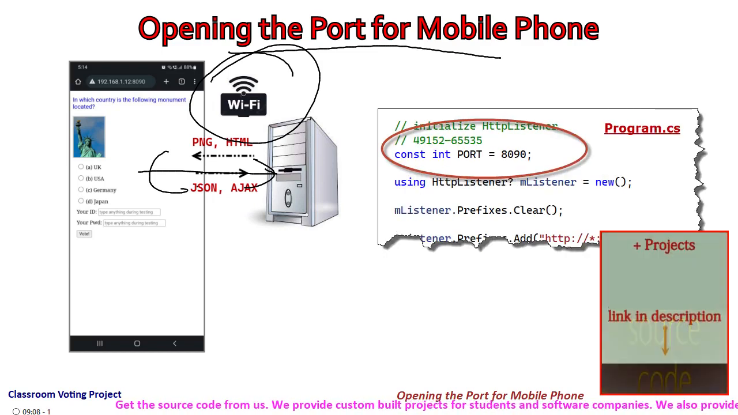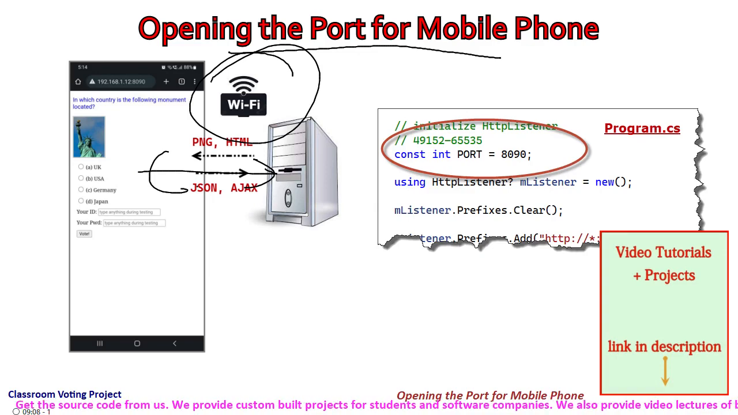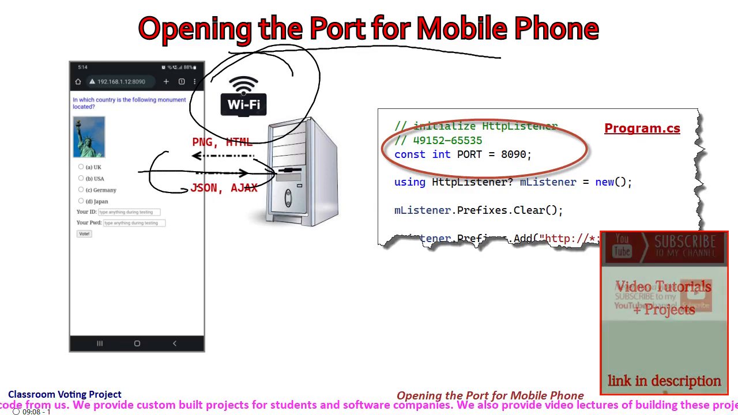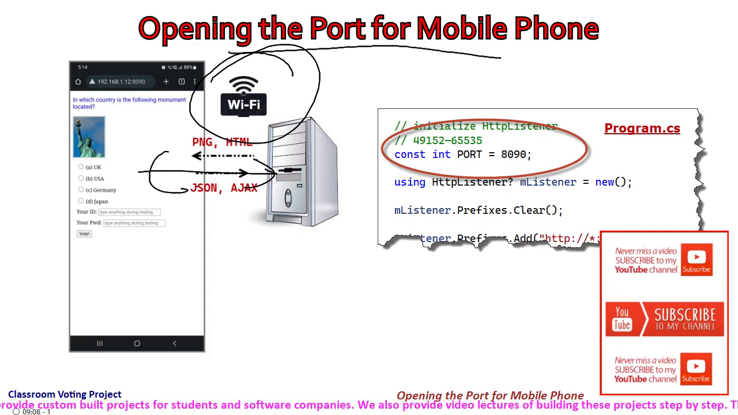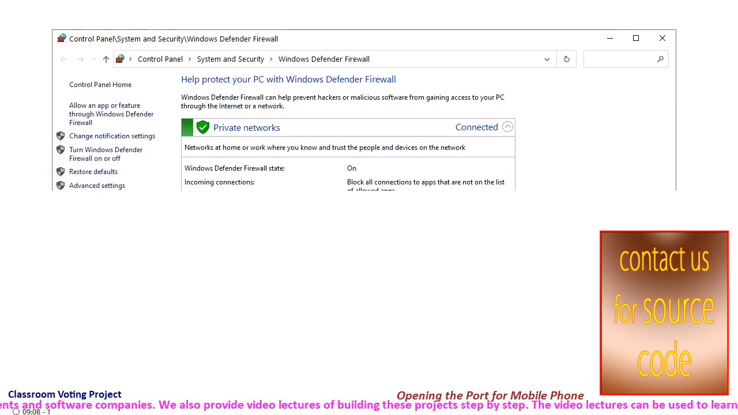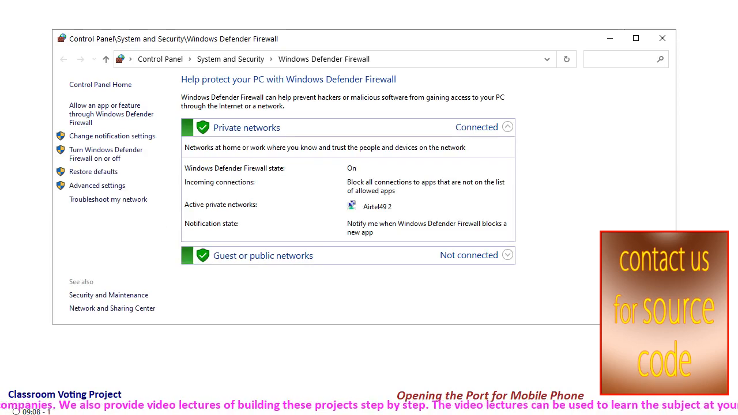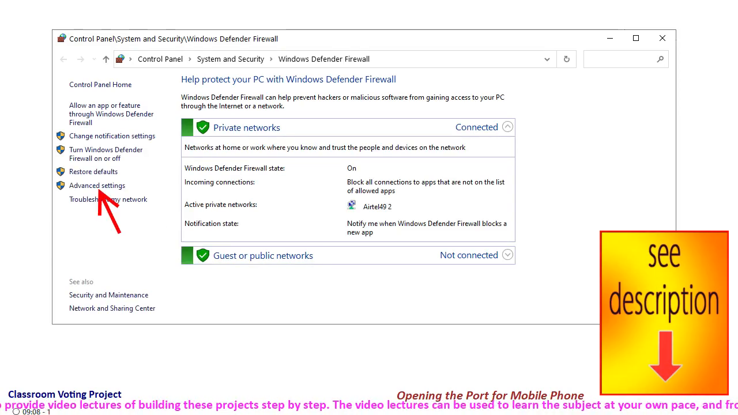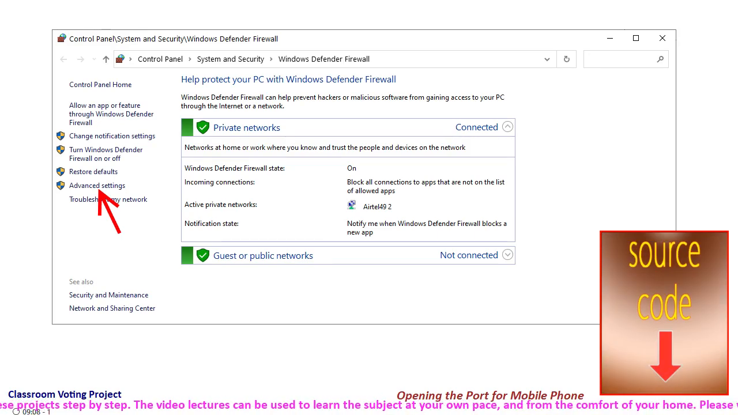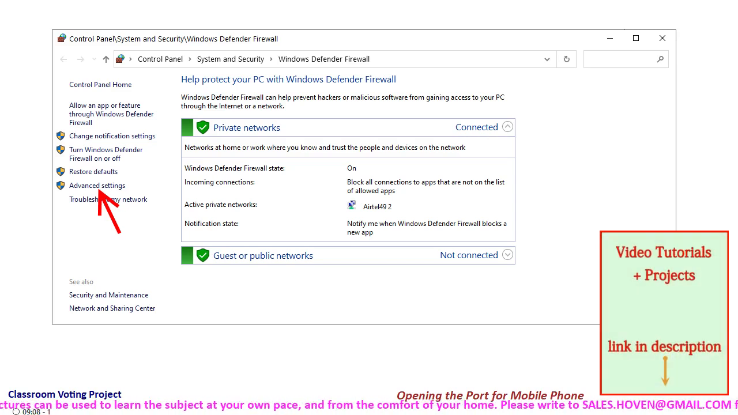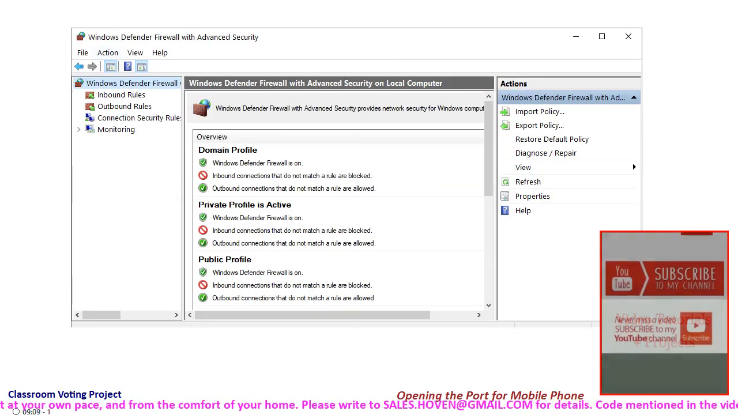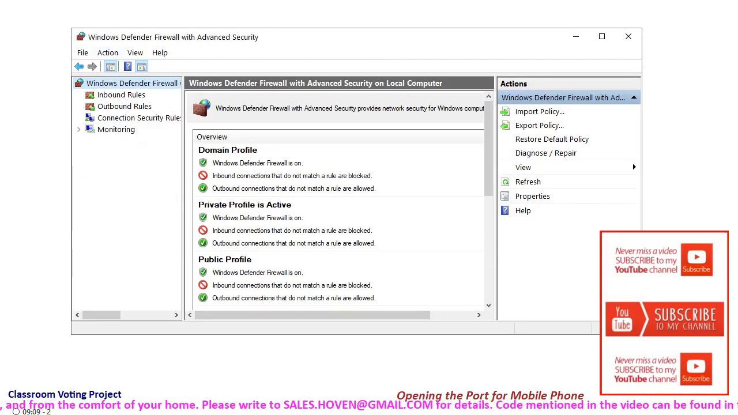So basically what we want is that the port that we have written in our program, 8090, as you see here, we want to open this port for public access. For this, you should open your Windows firewall and click on Advanced Settings. You can open Windows firewall by going to Control Panel, System Security, Windows Defender Firewall and clicking on Advanced Settings. You will see this dialog open.